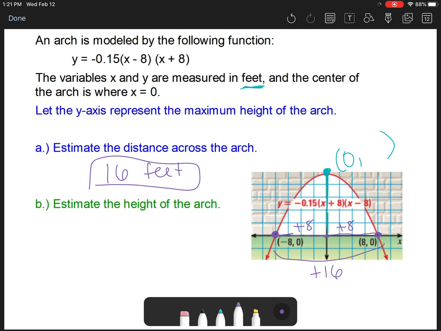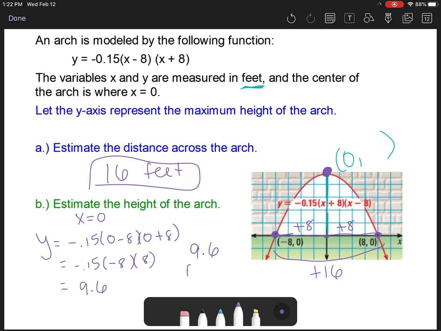Estimating the height of the arch, here's the height of the arch. We know that x is 0, so in order to find y, we are just going to plug that in. Negative 0.15 times (0 minus 8) times (0 plus 8) would be negative 0.15 times negative 8 times positive 8. If we multiply all of that together, we get 9.6. In other words, the height of this arch is 9.6 feet.